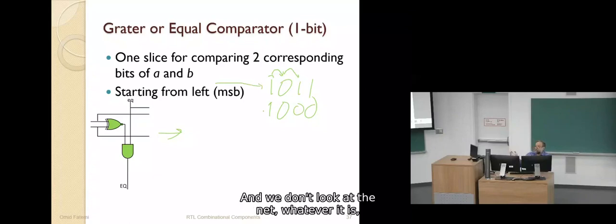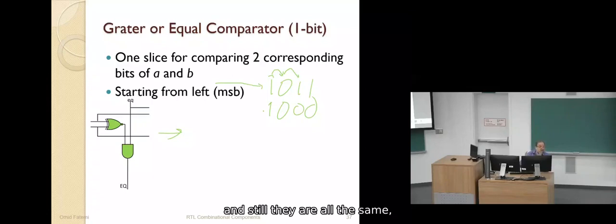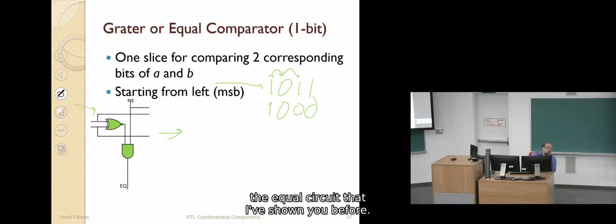If we reach the last bit and still they are all the same, it means that they are equal. If during one of the comparisons, one of the bits is greater, then it means that the number is greater. If it is less, it means that the number is less. So it's very easy. So you see, this is the equal circuit that I have shown you before. This is the same thing.